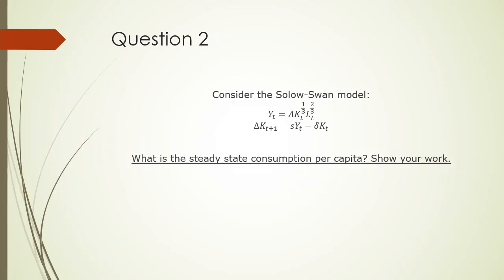So question number 2 involves the Solow-Swan Model as provided before, and this time you're asked to find the steady state consumption per capita and to show all your working out.